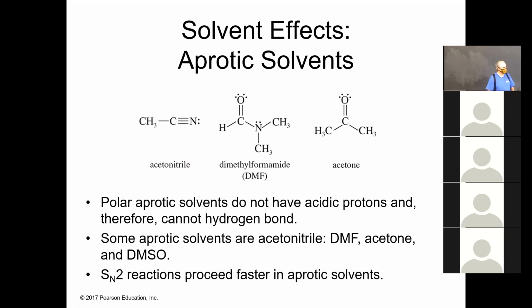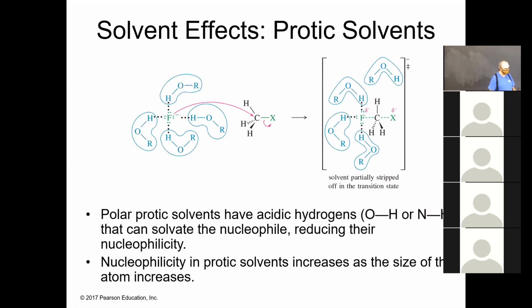The aprotic solvent will surround cations, but it'll leave anions alone, so they're much freer to attack. If we go back here, this is in a protic solvent. Notice the anion here, the fluoride, is surrounded and bound by these solvent molecules. So that makes it harder for it to attack the carbon.